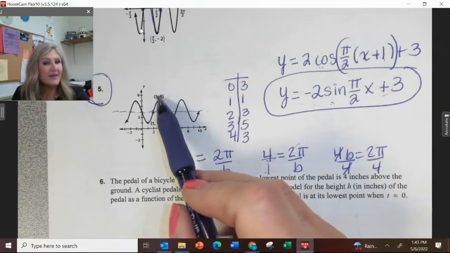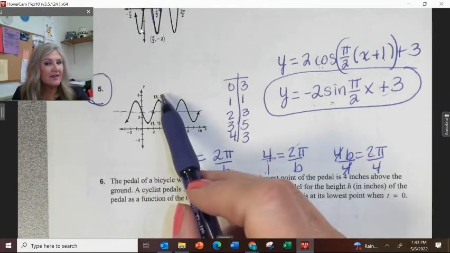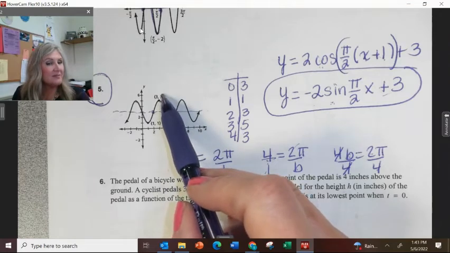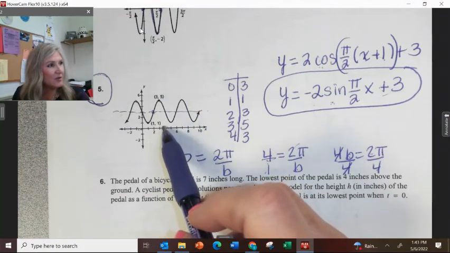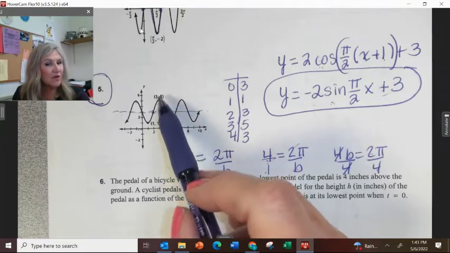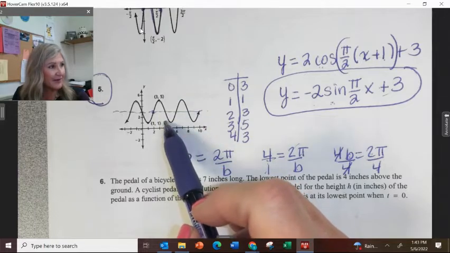Okay, here's the way that we know that it has to be 3. It's because the midline is in the middle of our highest and lowest points. So in the middle of 1 and 5, that's going to be 3. We would add them and divide by 2.